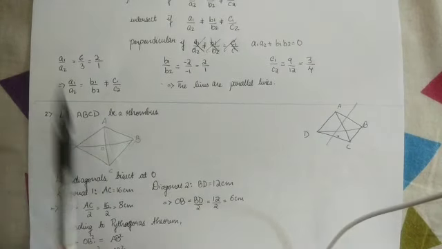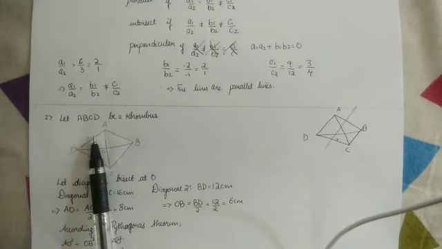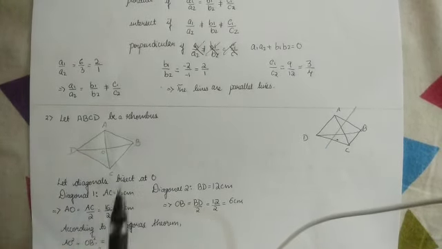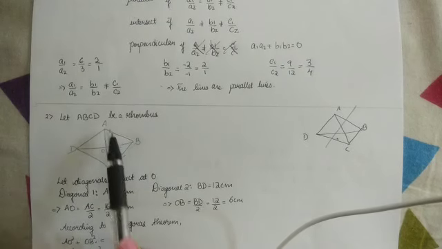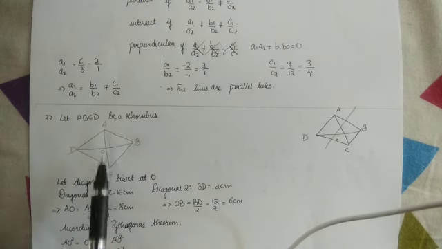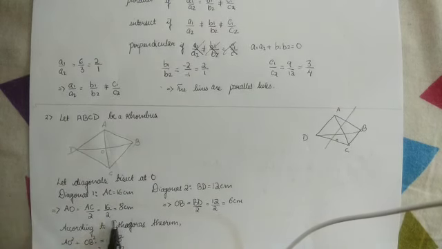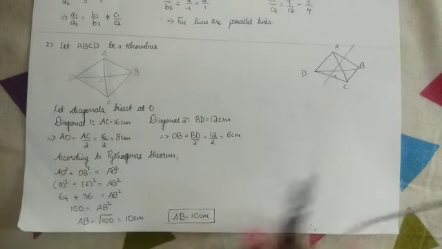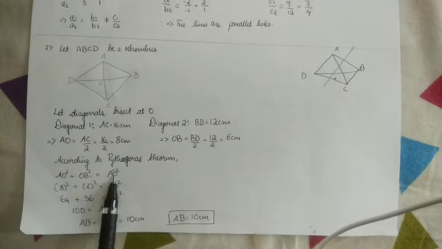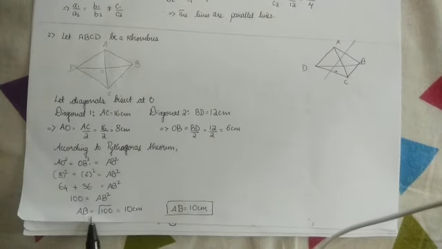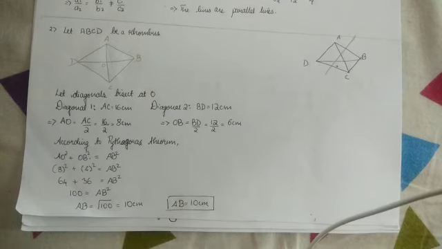This is the next question. Let ABCD be a rhombus according to the figure. Let the diagonals bisect at O. Then diagonal 1, AC, is 16 centimeter. Diagonal 2 is BD, that is 12 centimeter. Now AO is AC by 2, that is 16 by 2, which is 8 centimeter. OB is BD by 2, that is 12 by 2, equal to 6 centimeter. So according to Pythagoras theorem, AO square plus OB square is AB square. On solving we get AB is root 100, that is 10 centimeter.